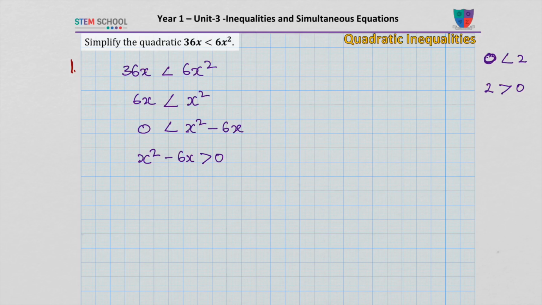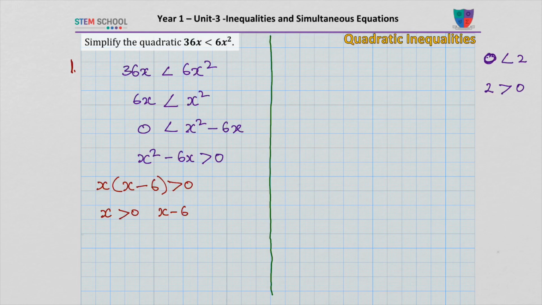Two ways we can solve it. I'll do it two ways. One is to solve it using the algebraic method, and the other way is to solve it using the graphical method. So with the algebraic method, I'm going to take x out as a common factor, and I get x times x minus 6 is greater than 0. X is greater than 0. X minus 6 is also greater than 0, which implies that x is greater than 6. So I have x greater than 6.